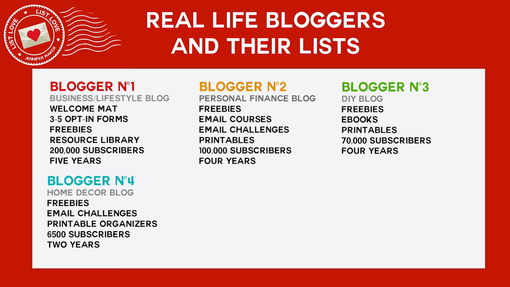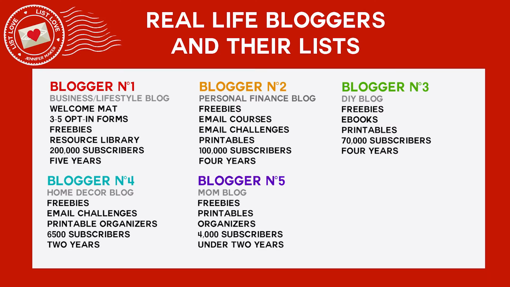Blogger number 4 is a home blogger. She uses opt-in freebies like free challenges and free organizers to build her mailing list. Her mailing list is 6,500 subscribers, and she's been blogging for just 2 years. Blogger number 5 is a mom blogger. She uses freebies like printables and organizers to grow her mailing list. Her mailing list is 4,000 subscribers, and she's been blogging for just under 2 years.